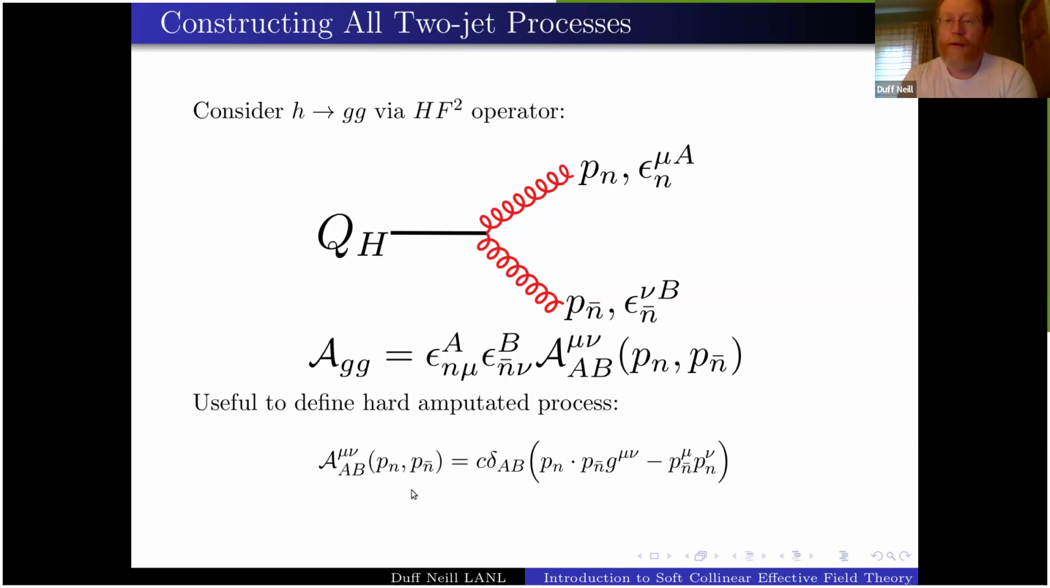So, how do we combine all of these ingredients together to construct my two-jet operator? This is just to recall the Born level process that I want to think about. I have some Higgs boson going to two gluons, and I'm defining my amputated hard process. This is just to remind you of something that I wrote up earlier.